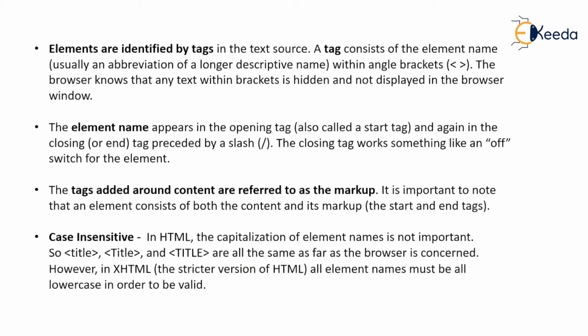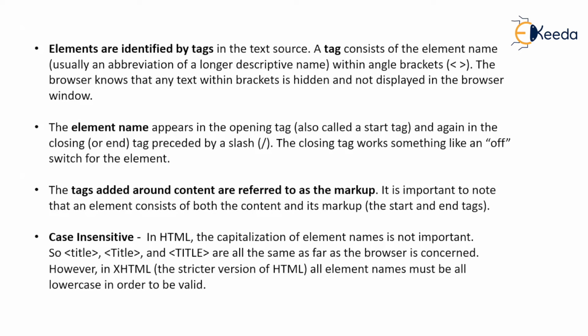Elements are identified by tags in the text source. A tag consists of the element name, usually an abbreviation of a longer descriptive name, within angular brackets. The browser knows that any text within brackets is hidden and not displayed in the browser window. That is why in the browser window, you can't see HTML, head or body written, because those things are enclosed within angular brackets.